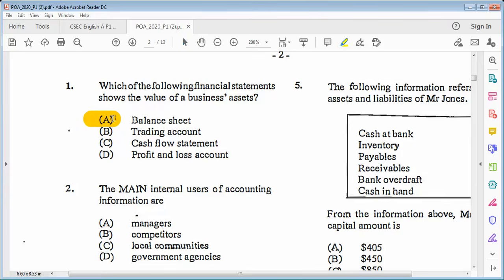Let's go on to question number 2. It says, the main internal users of accounting information are A. Managers, B. Competitors, C. Local communities, or D. Government agencies. We know once it says the main internal users, we know it is A. Managers.